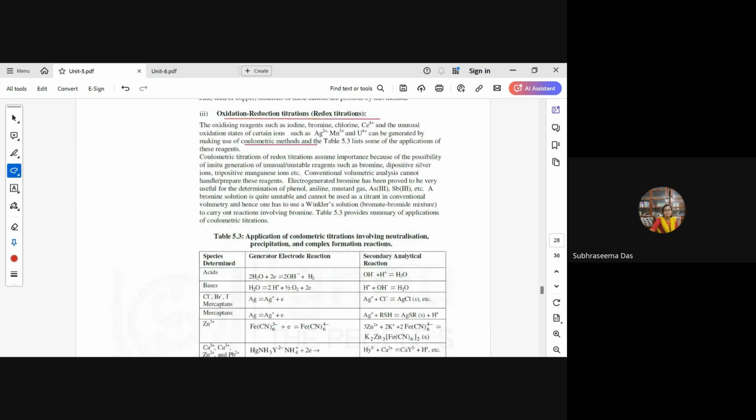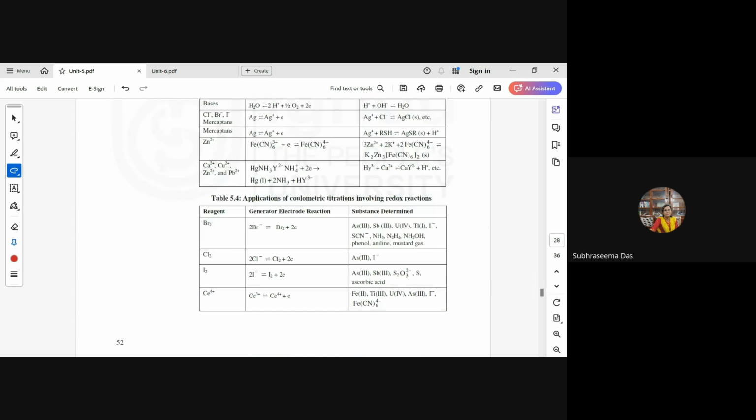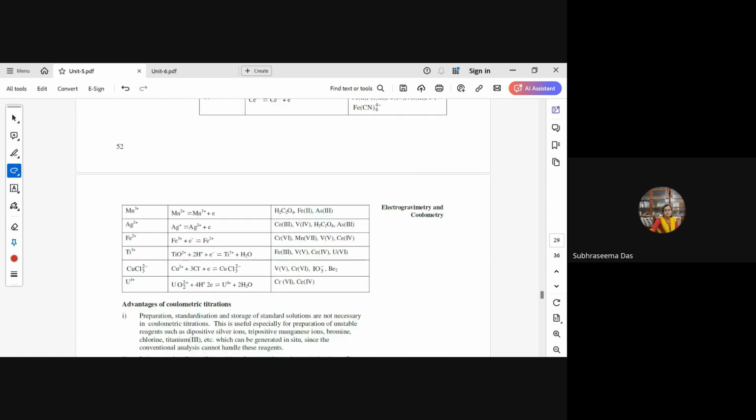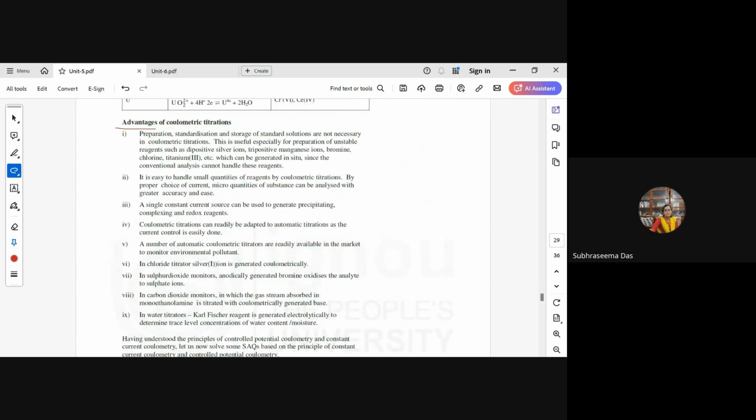So the coulometric titrations assume importance because of the possibility of the in situ generation of the reagents. Conventional volumetric analysis cannot handle or prepare these reagents. Now, table 5.3 shows certain applications of coulometric titrations involving neutralization and precipitation, and table 5.4 shows the applications of coulometric titrations involving redox reactions. So these are some of the advantages of coulometric titrations.